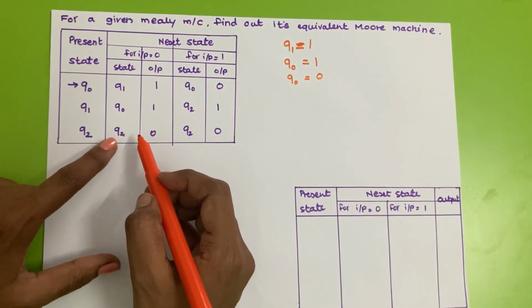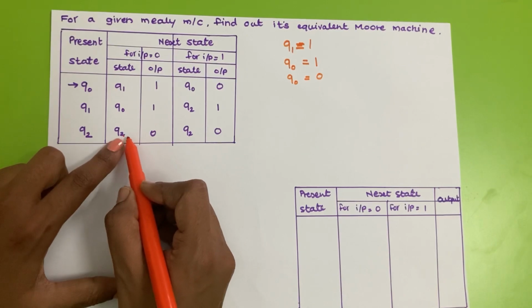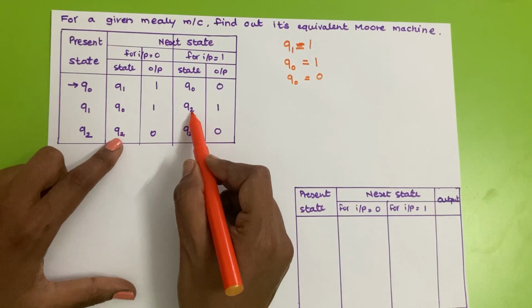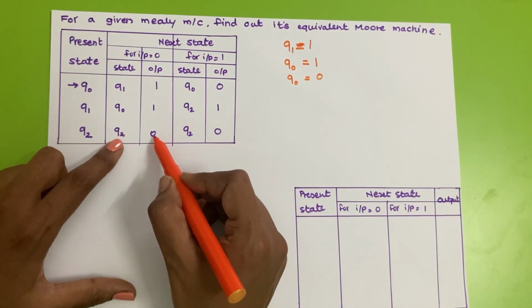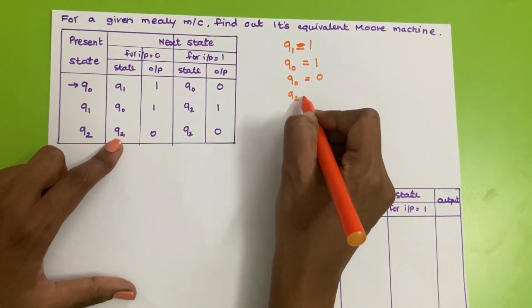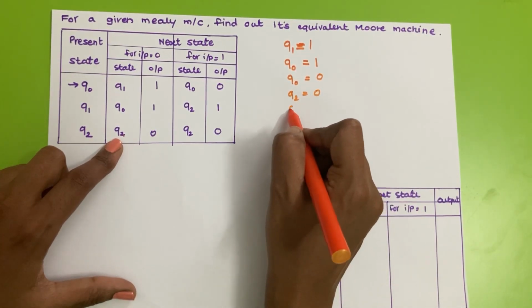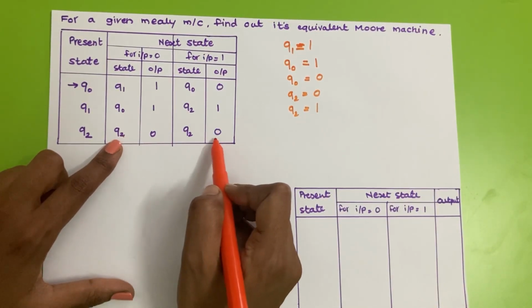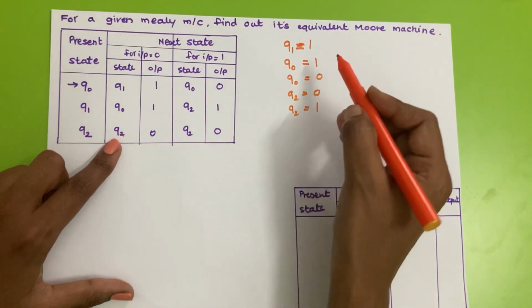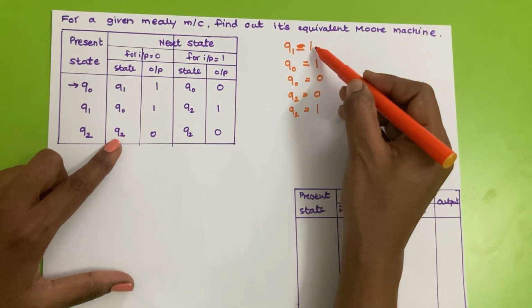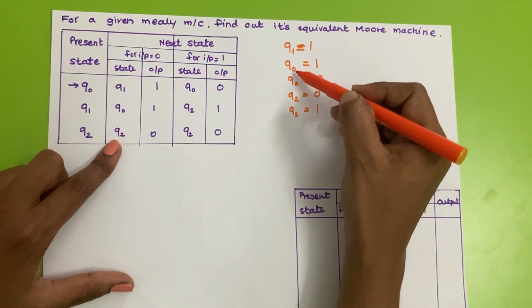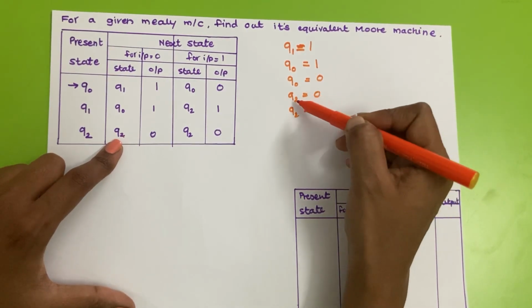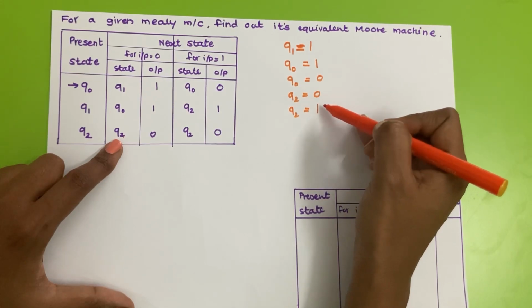Now we'll observe the same thing for q2. Here q2 has the output symbol 0. Again here q2 has output symbol 1. So here 0 and here 1. Again for q2 we have output symbol 0, and for q2 again we have output symbol 1. Now again here we have output symbol 0 for state q2. That means q1 has only one output symbol, that is 1. For q0 it has output symbol 1 as well as 0. For q2 it again has output symbol 0 and 1.